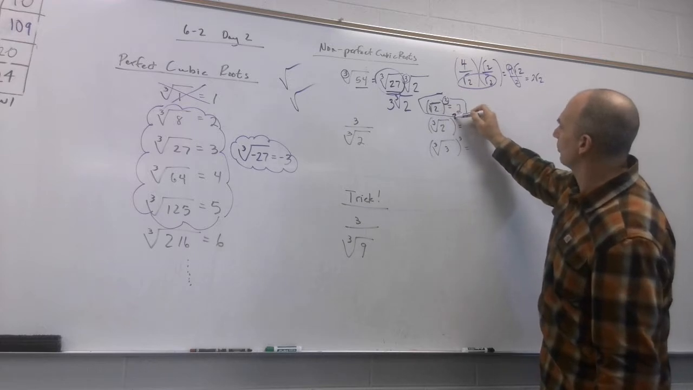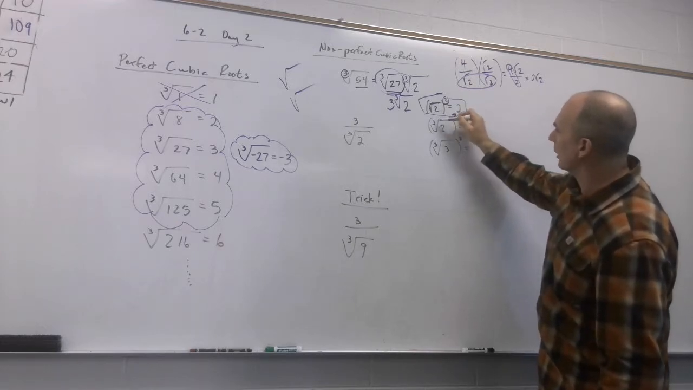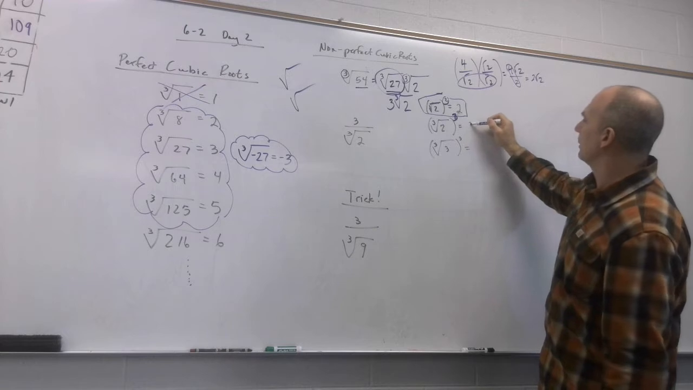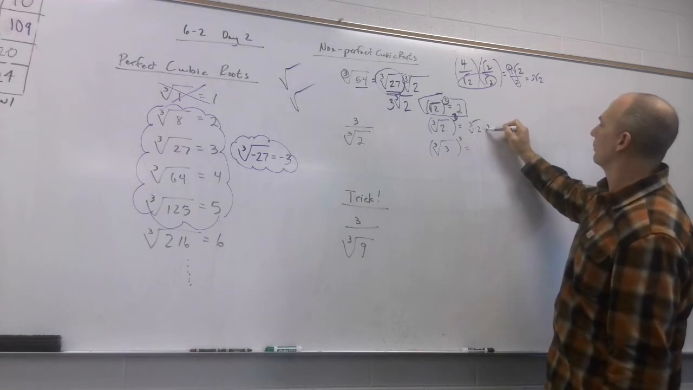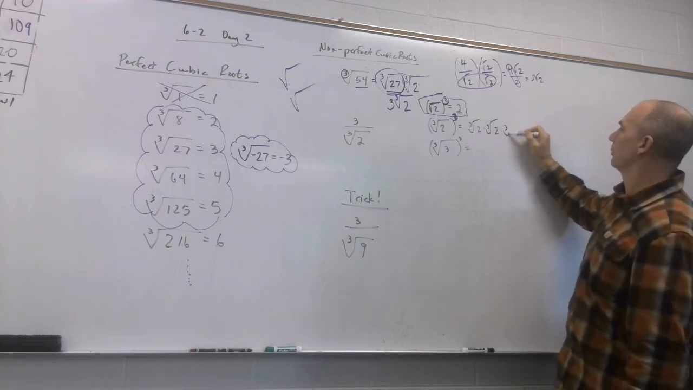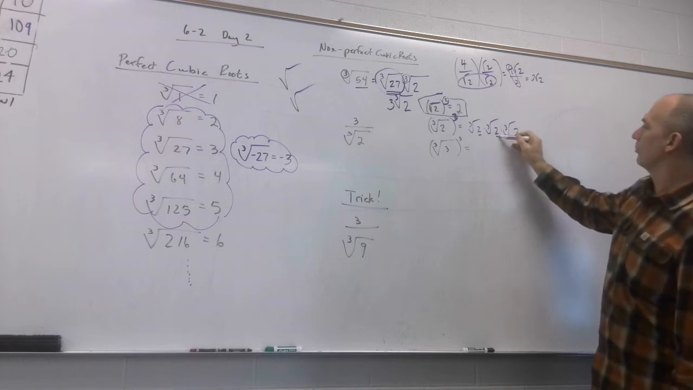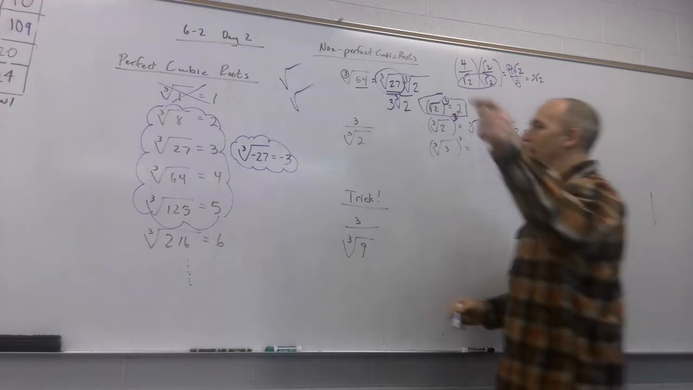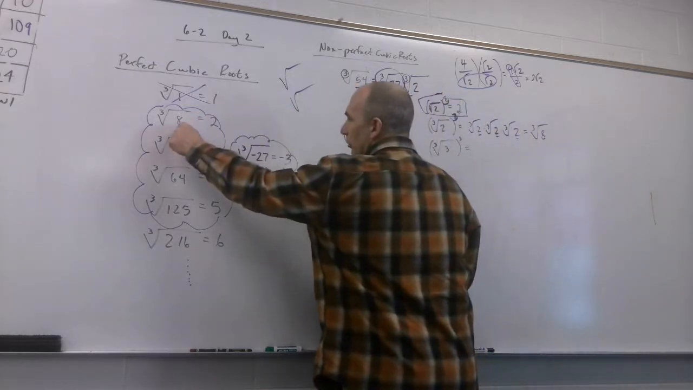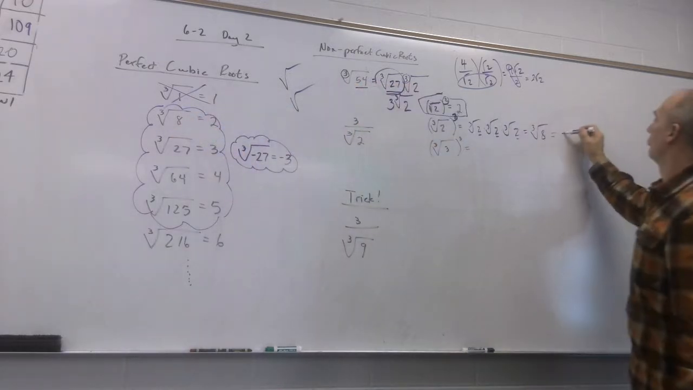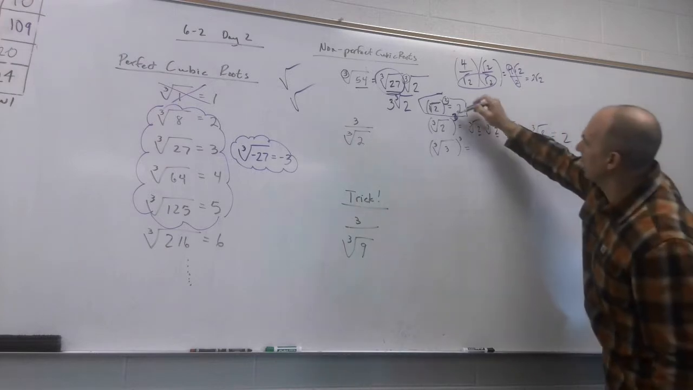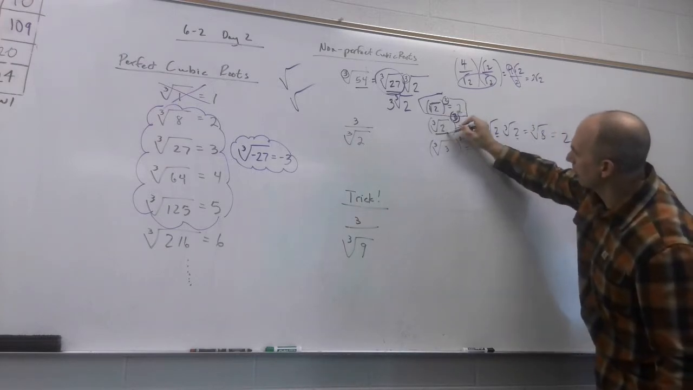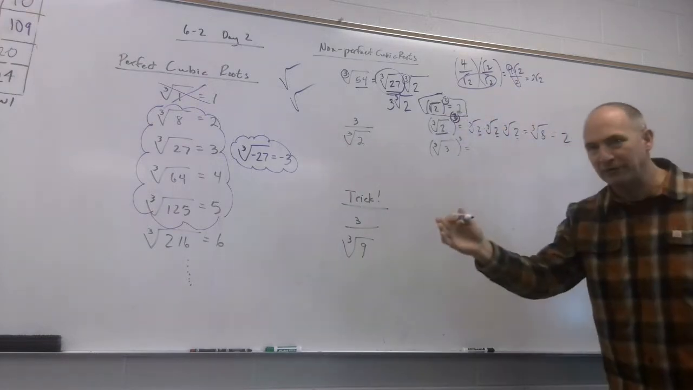What about if that's a 3? What if I cube a cubic root? Well, that would be the cubic root of 2 times the cubic root of 2 times the cubic root of 2. 2 times 2 times 2 is 8. And if we go back to our perfect cubic roots, the cubic root of 8 is 2. So if I cube a cubic root, the root flies off.